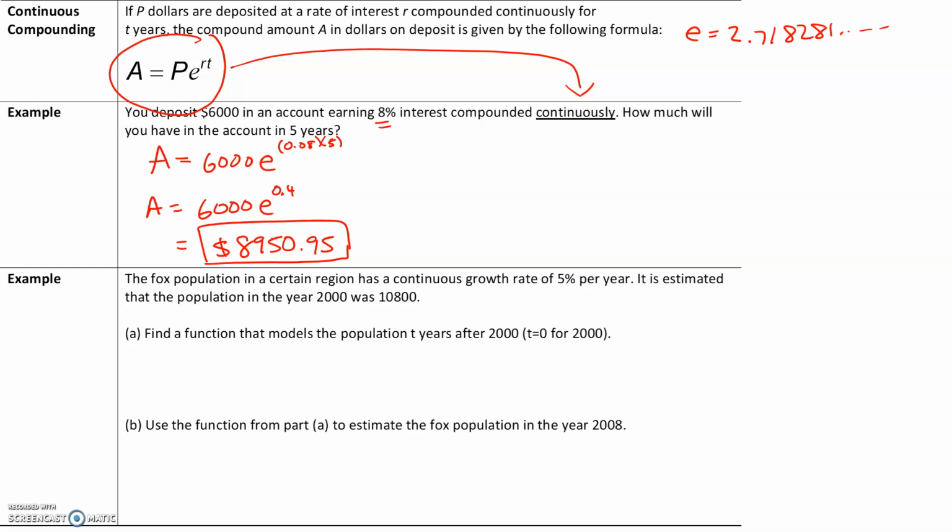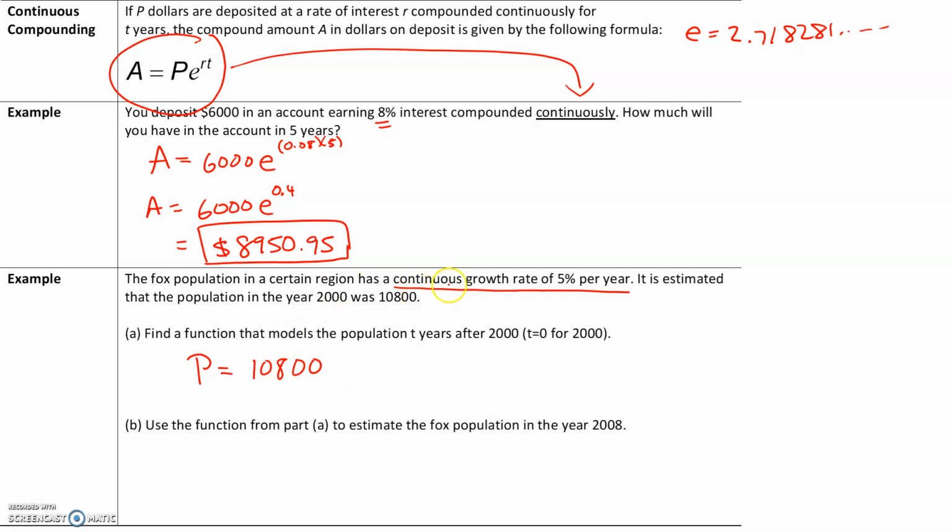Next example, the fox population in a certain region has a continuous growth rate of 5% per year. So notice that we're saying continuous growth rate, which automatically triggers that formula, P times e to the rt. It is estimated that the population in 2000 was 10,800. First, we want to find a function that models the population t years after 2000. We're going to say 2000 is t equals 0. So in the year 2000, our population was 10,800. That's going to be the value of P, the initial amount.